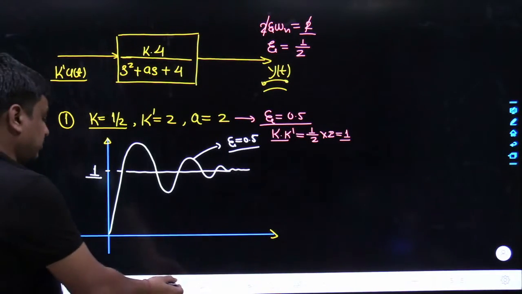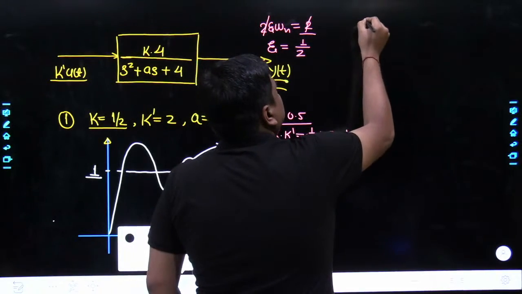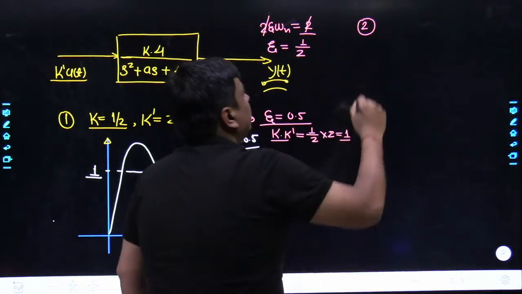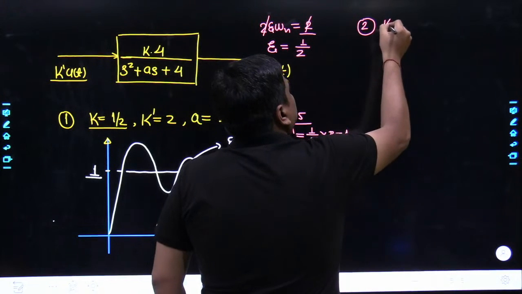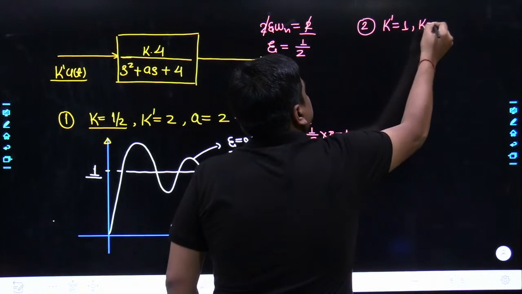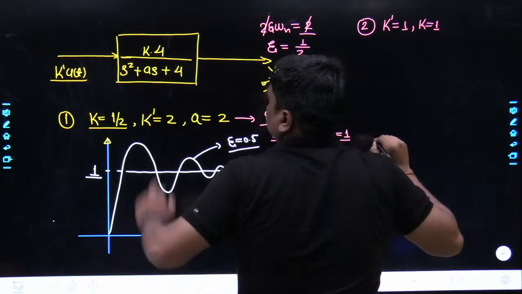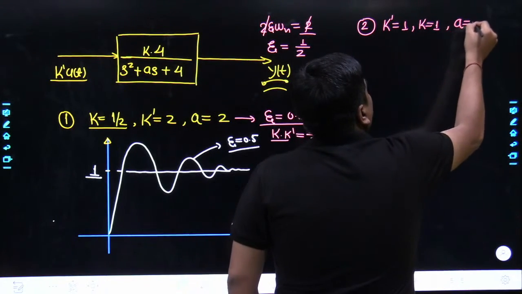Now let me take the next question. So what I am going to do over here, let's take k dash is 1 and k is also 1. But here a has been made 4.